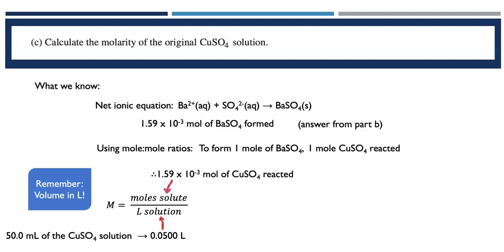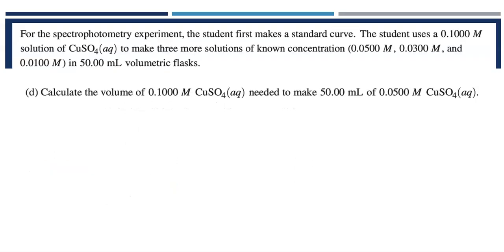My volume in liters is 0.0500 liters. So now I know the moles, I know the volume, I can substitute those in and calculate the molarity of the solution. And I got 0.0318 molar copper 2 sulfate, which is correct. And that's worth 1 point to put all that together. The problem, of course, goes on. These are the long free response questions. There's a lot of parts.